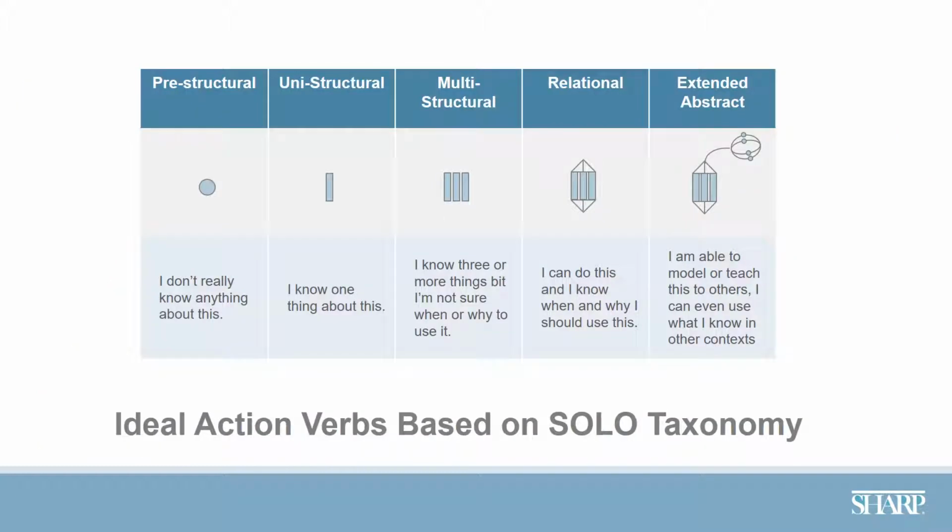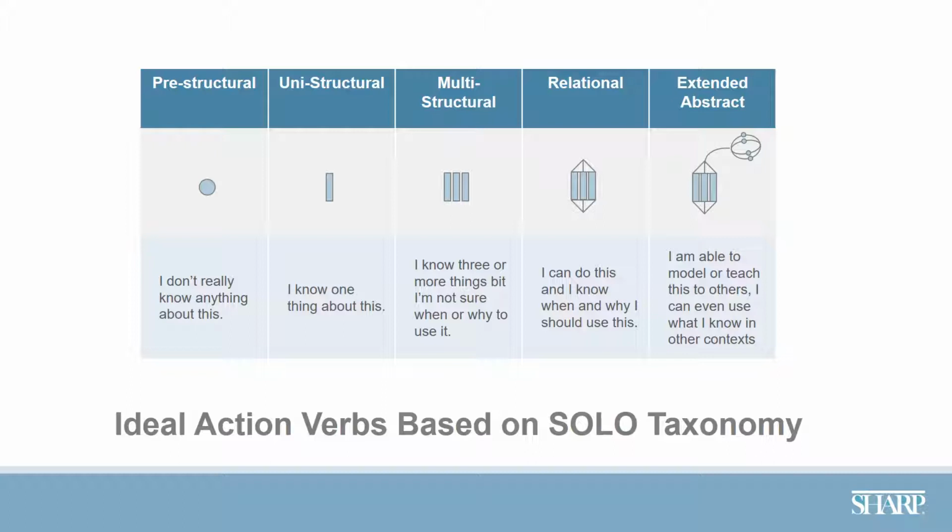The other model option that you have is the SOLO taxonomy. It breaks up learning in a different way and tries to group things together. Right? So there's 5 stages that you see here, and you can see that the first stage is that you don't really know anything about the topic. Unistructural is that you know one thing about the topic. Multistructural is that you know 3 or more things, but you're not sure when or why to use it. So you have the knowledge, but you don't know when to apply.